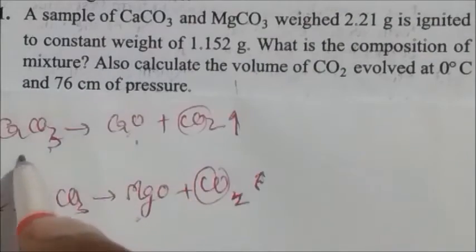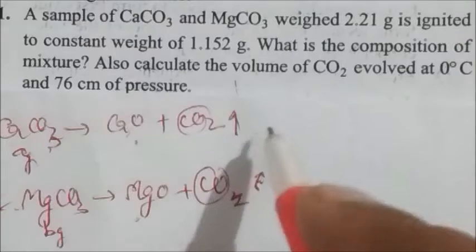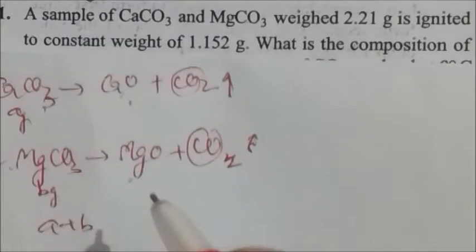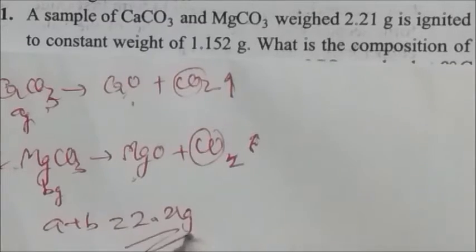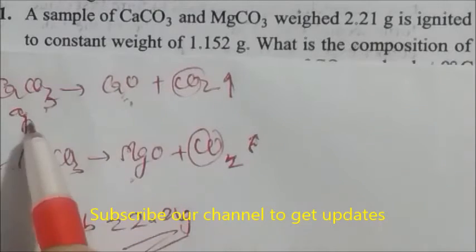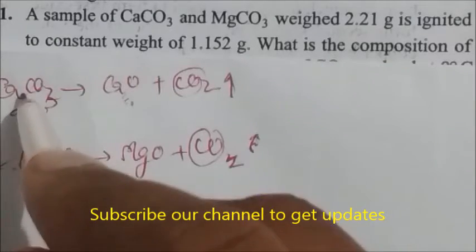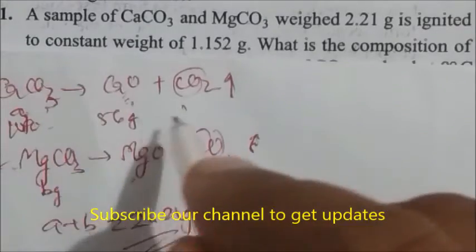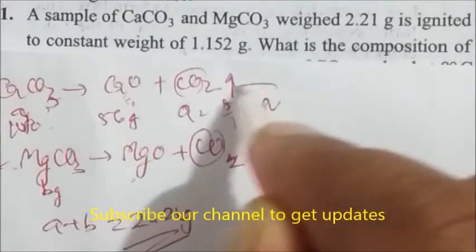So if you take calcium carbonate as A gram and magnesium carbonate as B gram respectively, the total weight is given here as 2.21 gram. That is, A plus B is equal to 2.21 gram. Now we have to find out, suppose this is 100 grams, what is the weight of calcium oxide, and for A gram what is the weight of calcium oxide, and similarly for B gram. If you take 100 grams, this will be 56 gram. So for A gram it will be 56 by 100 into A. This is for A gram.